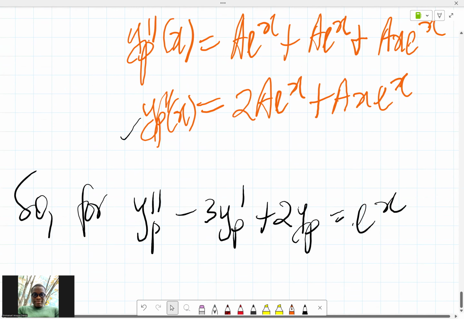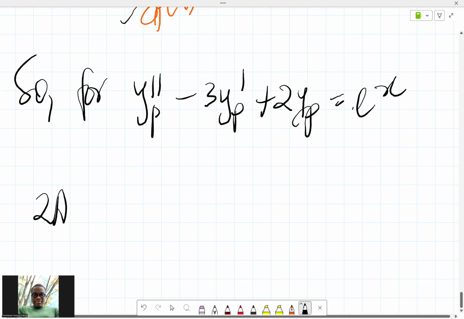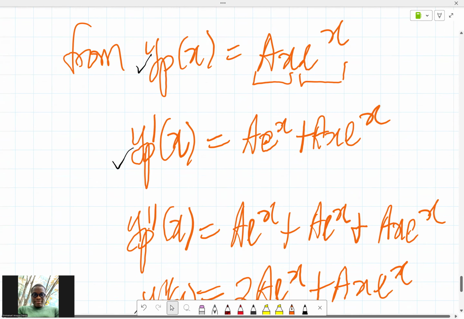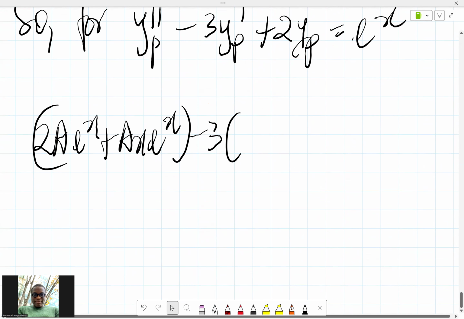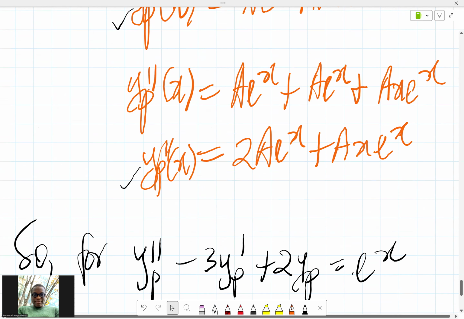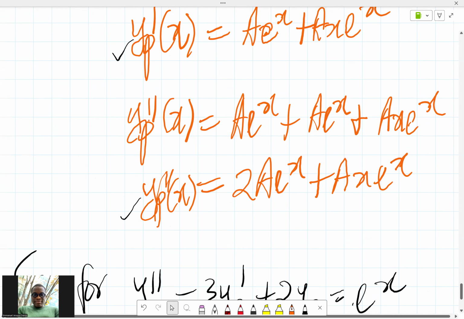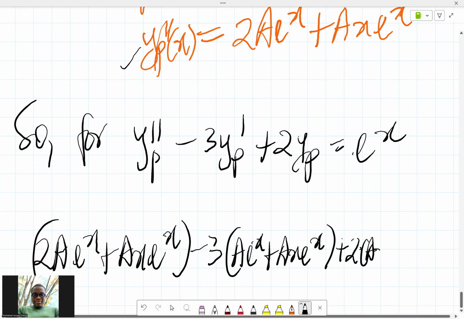So for yp prime prime, we have 2A e raised power x plus A x e raised power x, then minus 3 into yp prime, that's A e raised power x plus A x e raised power x. Lastly, we have plus 2yp, and yp is simply A x e raised power x, so that's 2A x e raised power x. And all of this is equal to e raised power x.